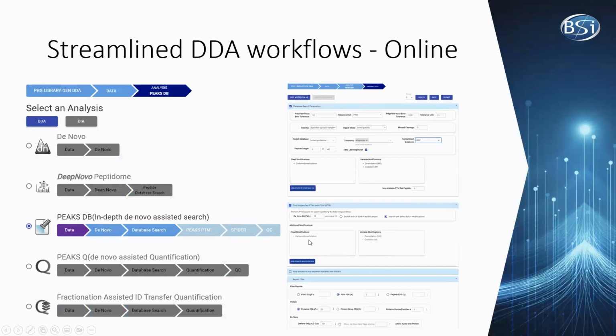This is what it looks like in Peaks Online. So fairly similar. You'd select the DDA workflows. We have all the same options. In addition, though, we have this fraction assisted ID transfer quantification. And then again, you set all your parameters here in addition to the report filters.